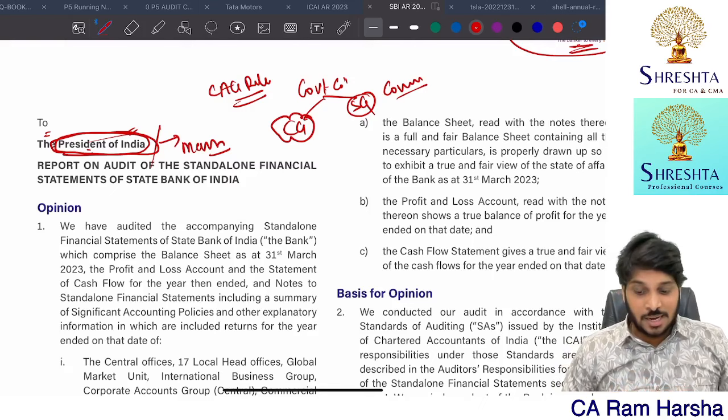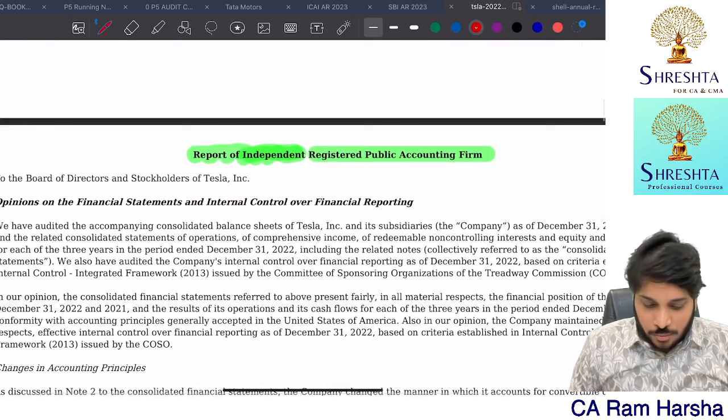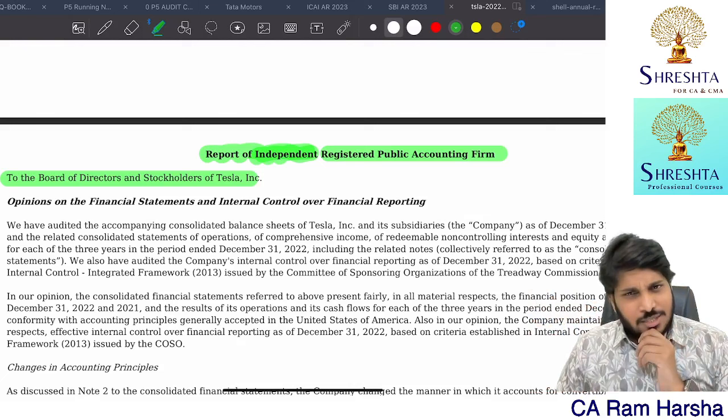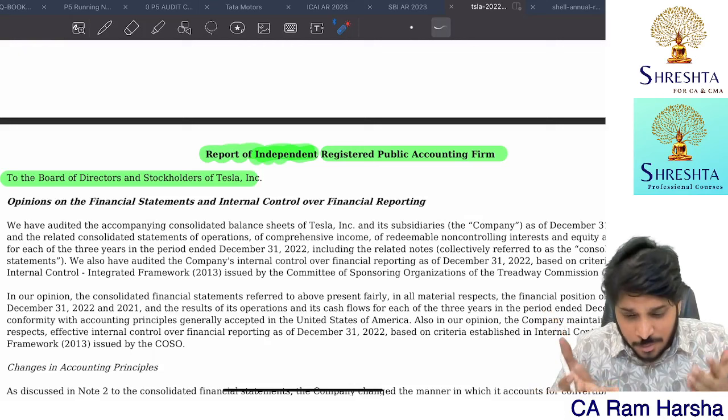Able to understand. So title we understood, addressee we understood. Now you see Tesla. What heading did they keep here? To the board of directors and stockholders of Tesla. So to the directors and the members, both they covered. But by the way, just because Tesla is talking board of directors and stockholders, this report is not useful for others. Others also can use. Just a live example: right now I'm using it in the class note to explain to you. So I'm using this audit report for an academic purpose.